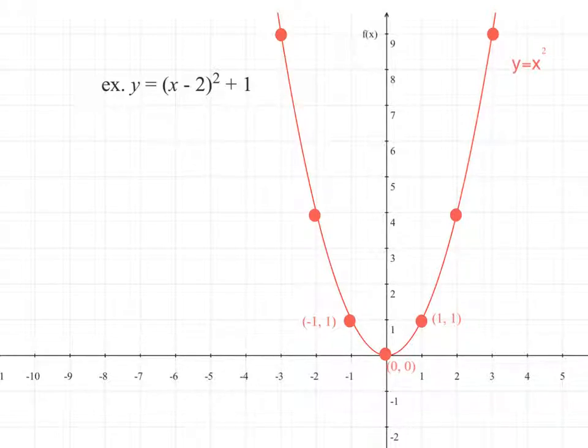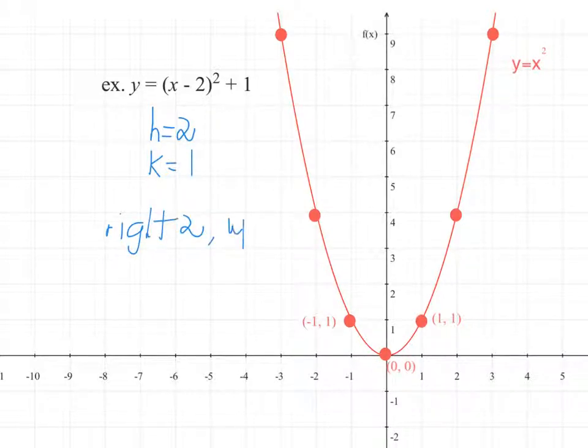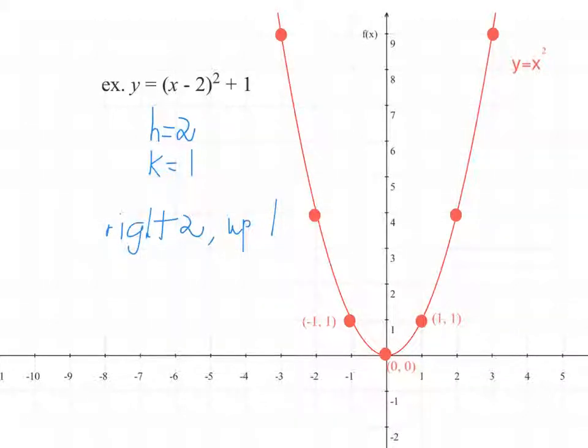All right, in this problem, h is actually equal to 2 because it's x minus 2. K is equal to 1. Now, according to translations, that means I'm going to shift to the right 2 units and up 1 unit. So right 2, up 1.